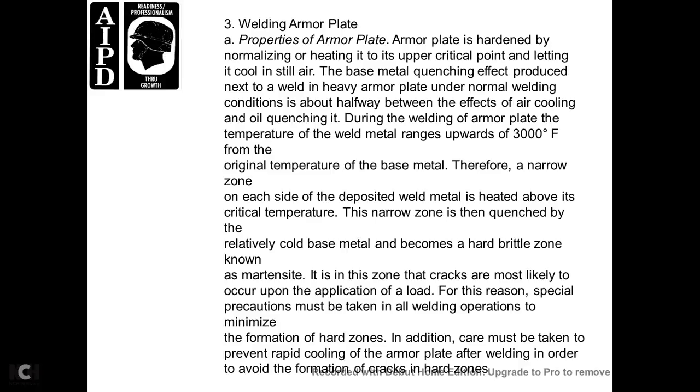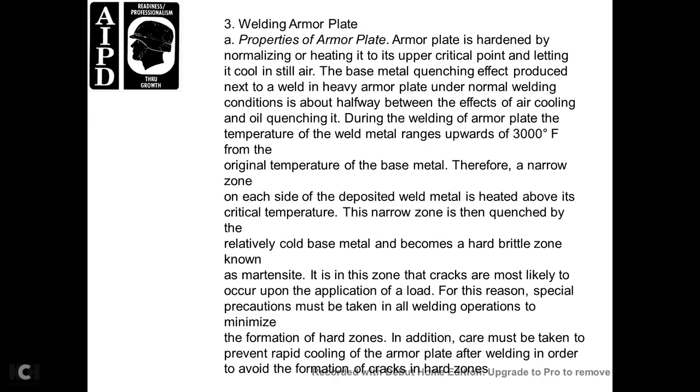Welding armor plate. Properties of armor plate. Armor plate is hardened by normalized heating above the upper critical point, then letting it cool slowly. The quenching effect produced next to a weld on heavy armor plate under normal conditions is about halfway between the effect of air cooling and oil quenching.